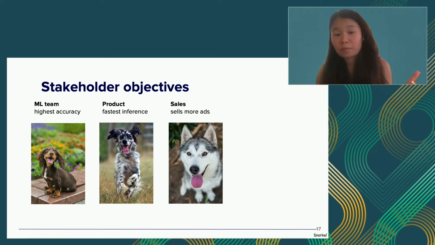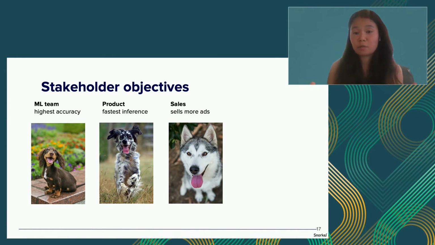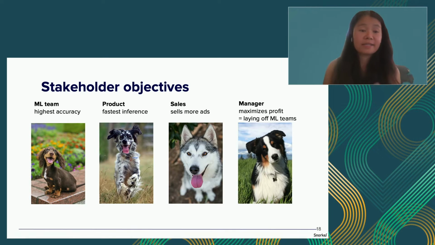And then we have the salespeople. For example, if you're building a ranking system for a search engine, the sales group really just wants a system that can help them sell the most ads. And then we have the manager. The objective of the manager is to maximize profit. In some cases, the quickest way to do it is just to lay off the entire machine learning team. It might sound funny, but it actually happens quite a lot. When a company is in a crisis, the machine learning team might be among the first to go.